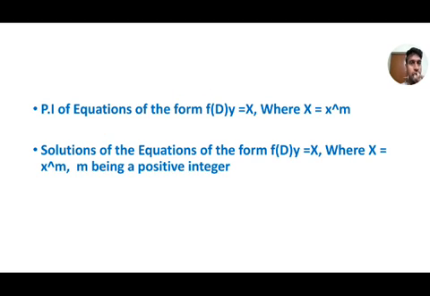In this class, we are going to learn about the particular integral of equations f of D of y equal to capital X, where capital X equal to x to the power of m, and solutions of the equations of the form f of D of y equal to capital X, where capital X equal to x to the power of m, m being a positive integer.